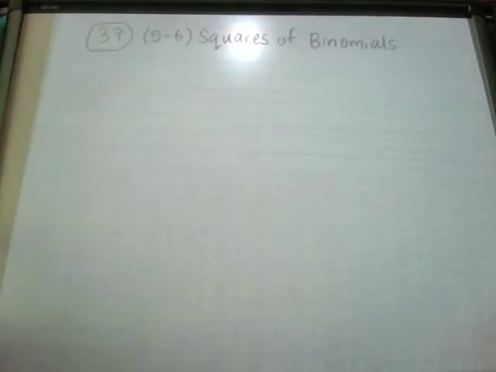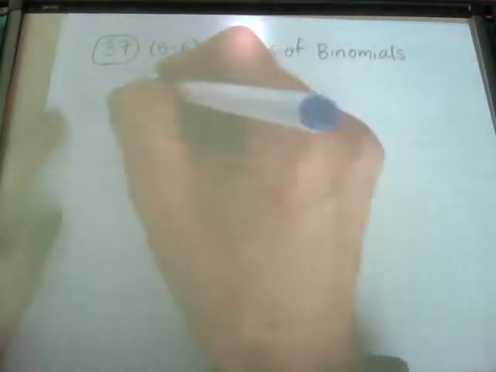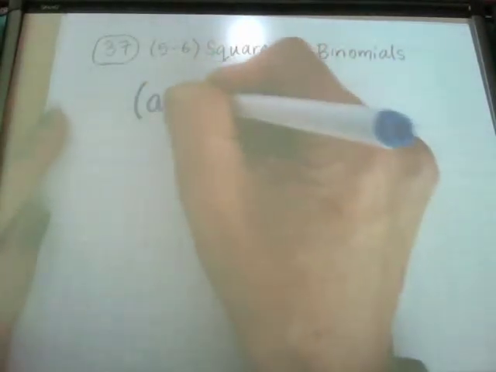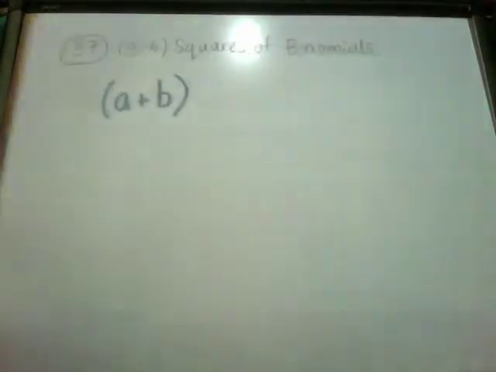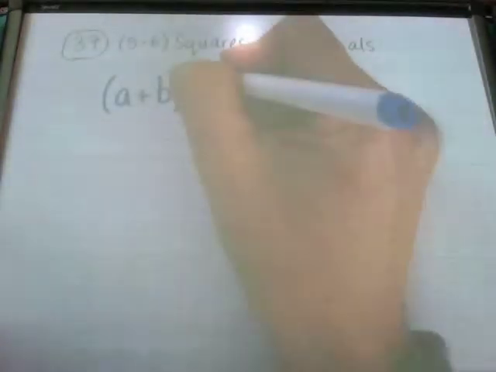Squares of binomials. What we're going to do today is another important pattern. We did the difference of perfect squares. That was a pattern. This is another pattern that we will be using not just in this chapter, but in many of the later chapters in the book. Now, here's a binomial. If this section is titled Squares of Binomials, what do you think that means I'm going to do to the binomial? I'm going to square it.